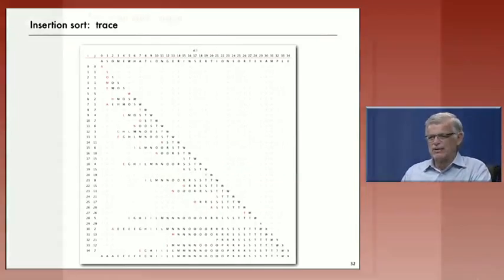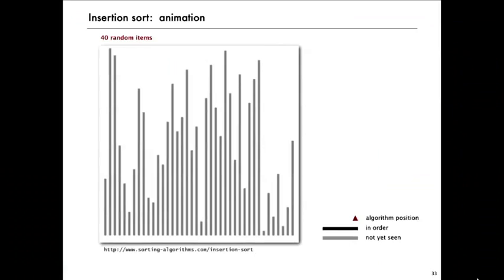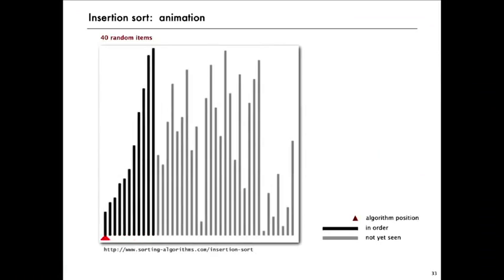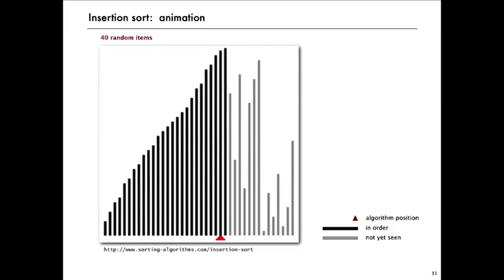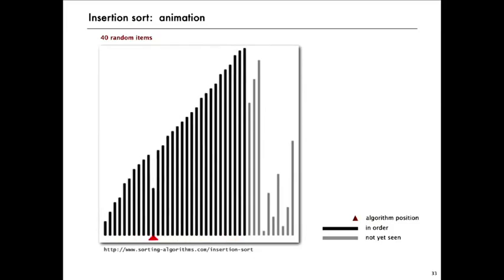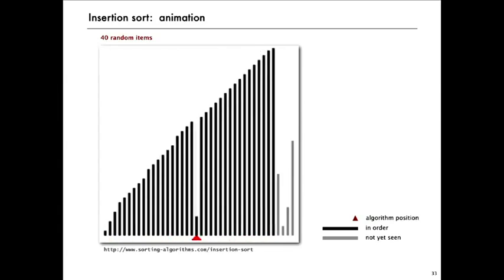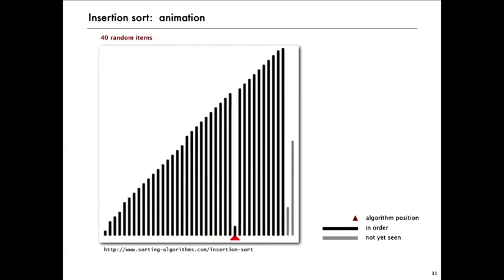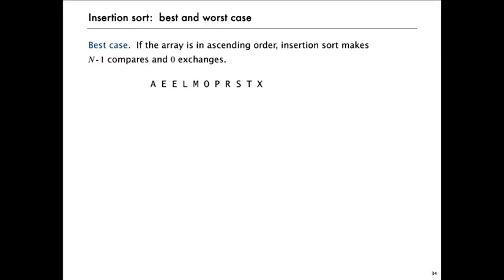This is a bigger trace that shows, again, about half the elements below the diagonal are involved in the sort. Let's look at an animation. Since n squared over 4 versus n squared over 2, insertion sort is going to be about twice as fast as selection sort. So we can do about twice as many items in the trace in the same amount of time. It grabs an element, brings it back into position every time. So that's an animation for randomly ordered items.